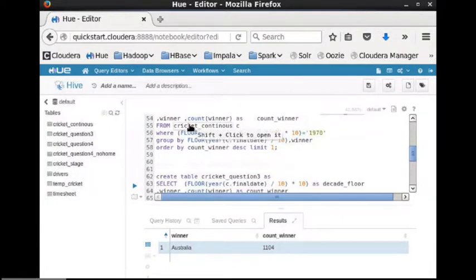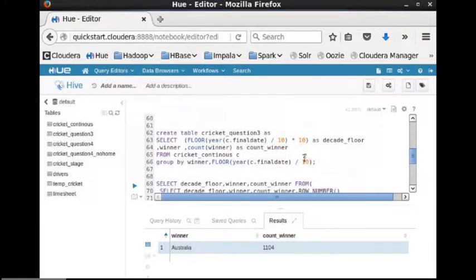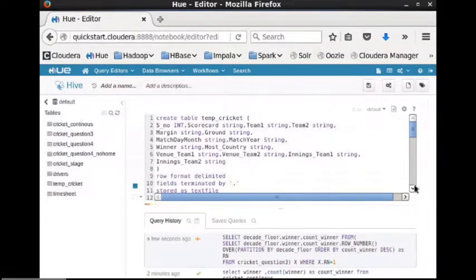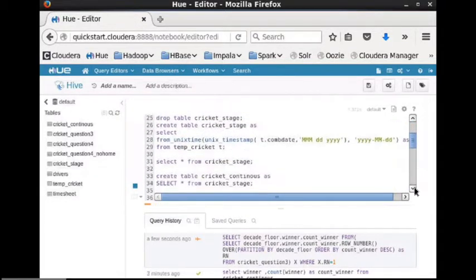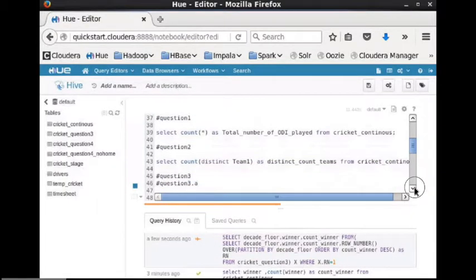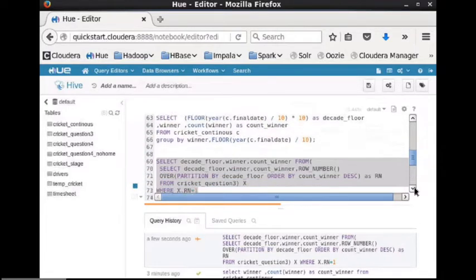Similarly, I used winner and count of winner, and then I created another staging table out of it. After that, I used partition by decade floor, and we had to use two group bys, one for the decade and the other one for the winner. So we had each decade, the winner, and the count of it. So we would have five decades, with each decade's team which won the most matches.